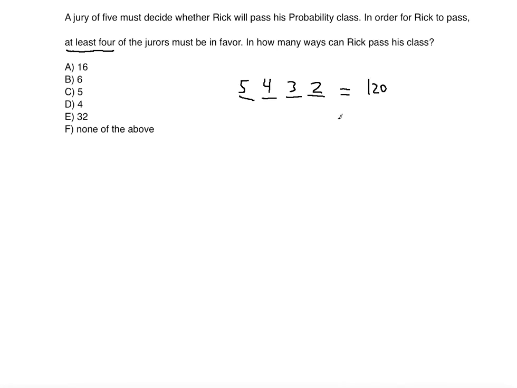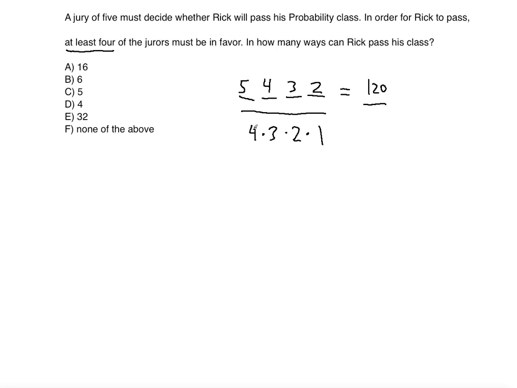Now you have to understand that this takes care of the ordering part as well, right? Because it orders the combination. It permutes it, but you're not allowed to have a permutation, because if you're permuting, you're not creating a different way that Rick can pass. We're talking about a combination only. So you have to divide this result by 4 times 3 times 2 times 1.